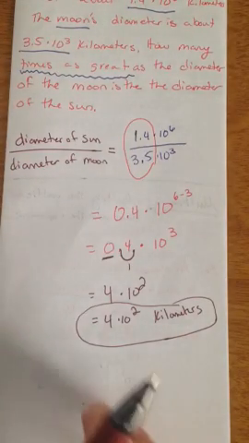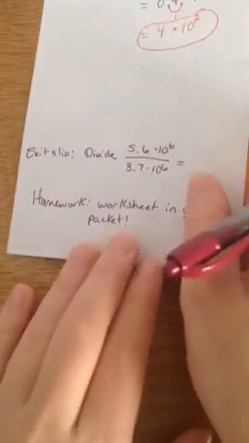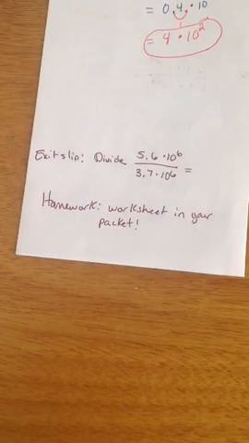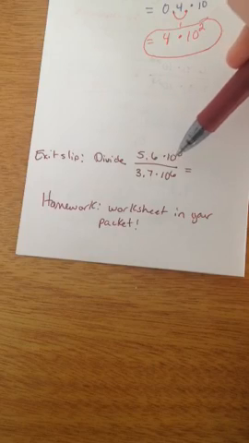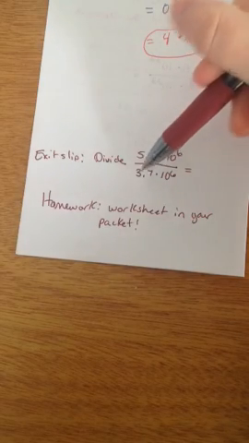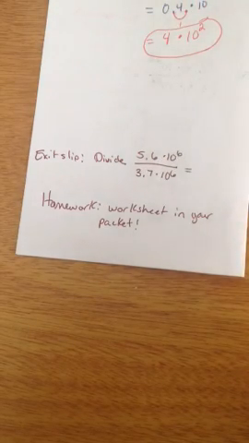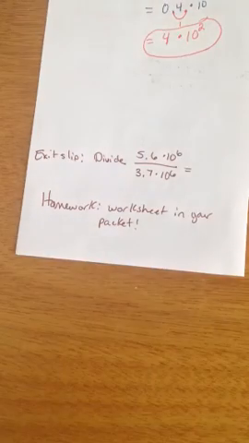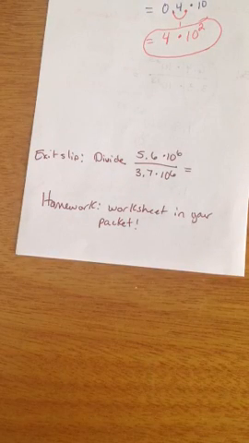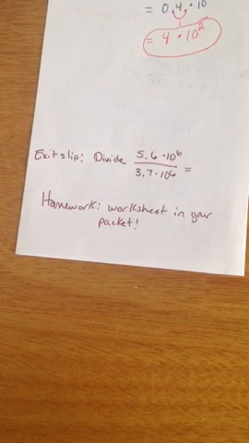Okay. And then your exit slip for today. So you need to divide 5.6 times 10 to the 6th divided by 3.7 times 10 to the 6th. And your homework is that worksheet in your packet, okay? I didn't particularly like the problems in the book, so I gave you a worksheet instead.